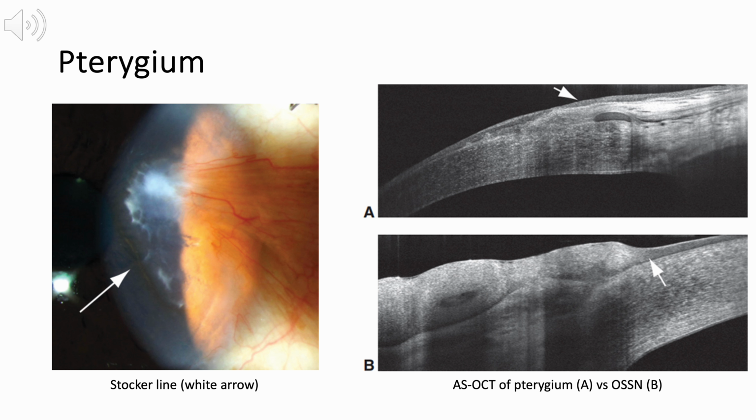The left image shows a slit lamp photograph of a pterygium. The white arrow points to a Stocker line, a brownish iron deposition line that often appears at the advancing edge of the pterygium, indicating chronicity.